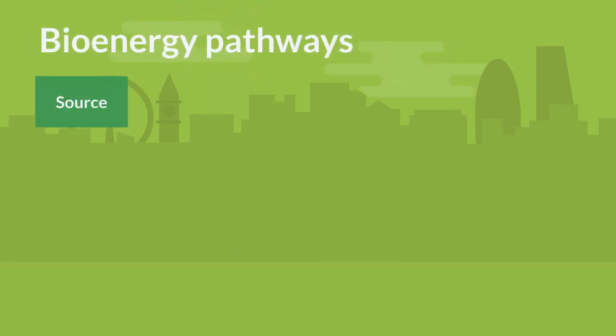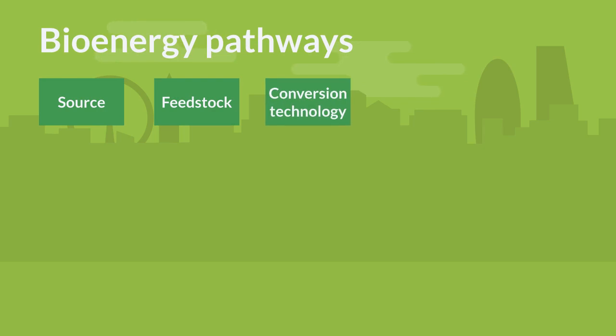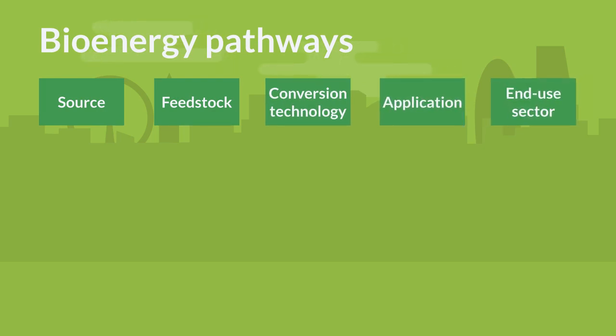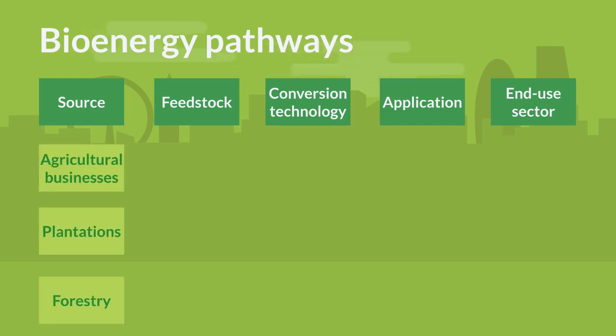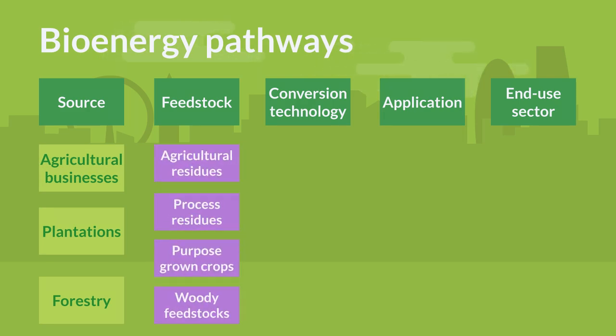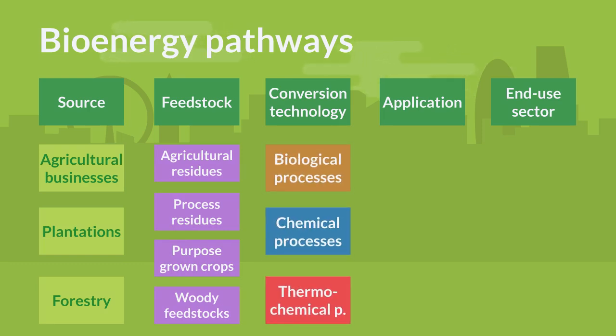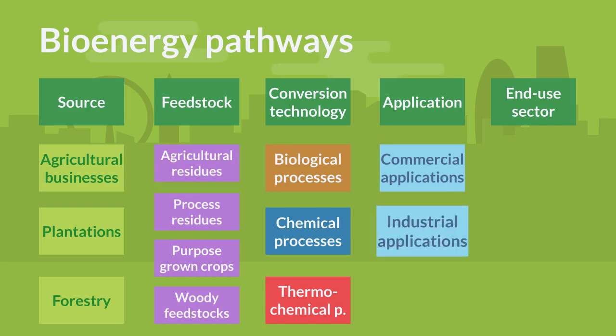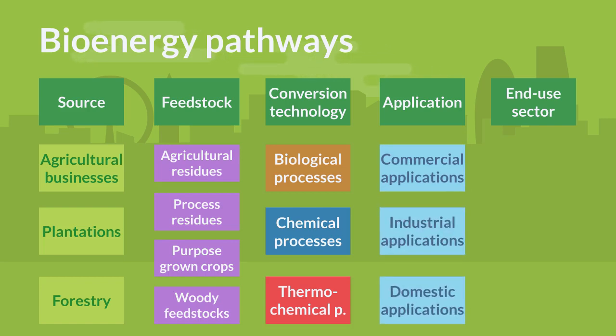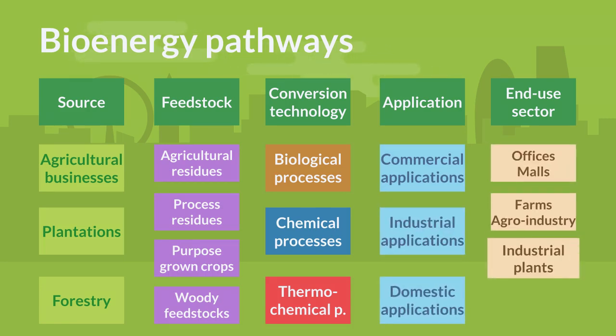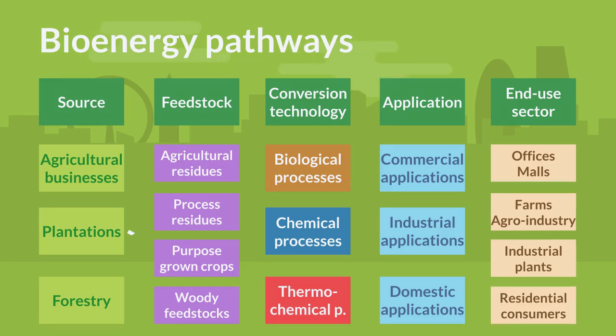There are many potential configurations of bioenergy supply chains, also known as bioenergy pathways. Let's see some examples. The source of biomass can be diverse, from agricultural business to forest management. These sources generate different types of feedstock, which can be processed to produce heat, electricity, or biofuels. Heat and electricity can be used in different applications that provide services to several sectors. A pathway connects several of these items.